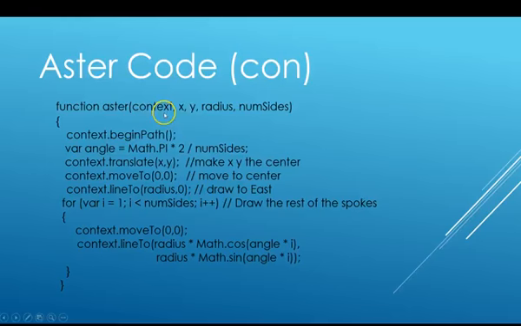So we pass our drawing context in, the center point, the radius, how many sides we're going to have, and that actually turns out to be how many spokes. We have a begin path, calculate our angle. Again, Math.PI times 2 is a circle, divided by the number of sides is how many degrees, or actually it's radians here, that we have in each angle.